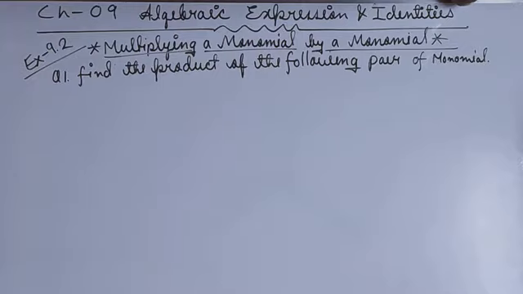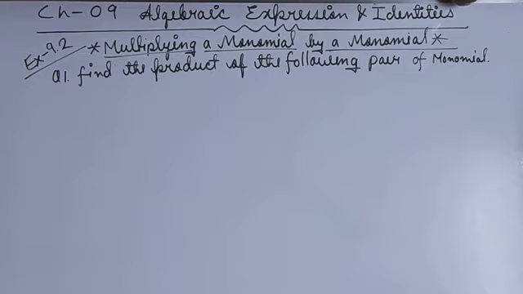In the last video class, we did addition and subtraction of algebraic expressions. Today we are moving to our next topic, that is multiplication of monomial by monomial. We have already discussed what a monomial is. A monomial is a type of algebraic expression in which the number of terms is only one. There will be only one term in a monomial algebraic expression.